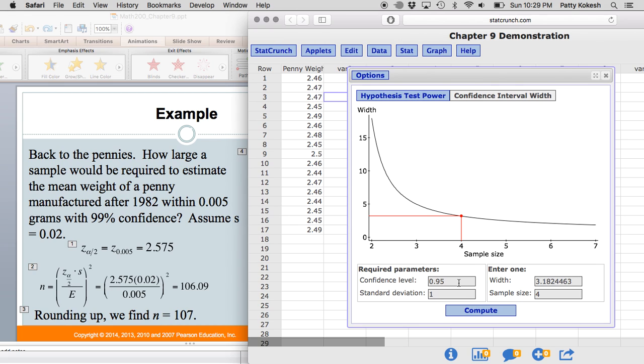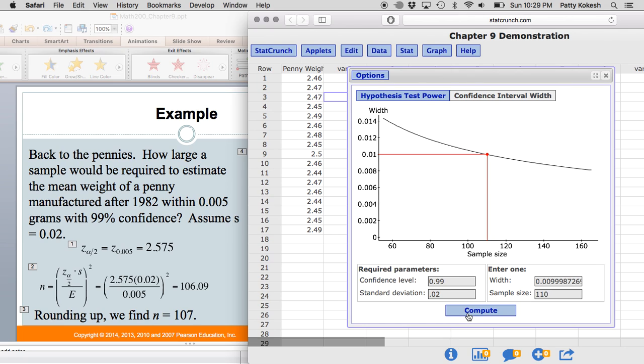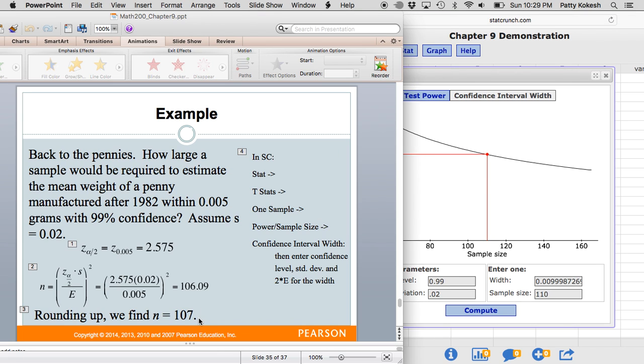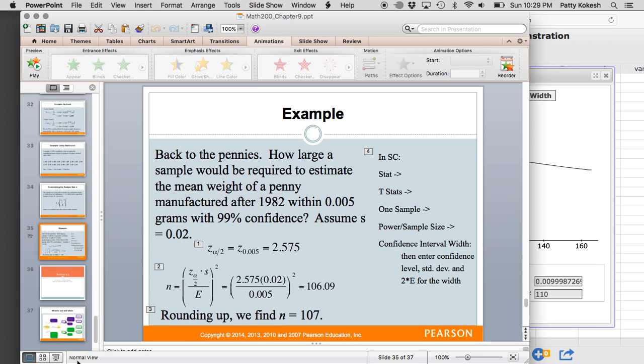Now for this one, the confidence level is 99%, standard deviation 0.02, and the width that we want is going to be twice whatever my error is that I'm willing to deal with. So it's going to be 0.01. And if I do compute, I get 110, very close to the 107. Again, our answers aren't going to match exactly because StatCrunch has the ability to do more exact calculations.